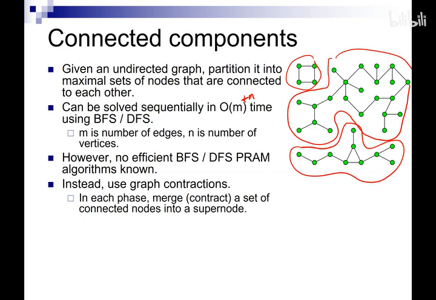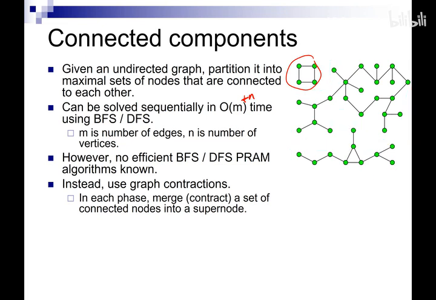Instead, we're going to use a technique called graph contractions. This is actually a very widely used technique in PRAM algorithms and in general in graph algorithms. I'm going to give an example of how we actually do graph contractions on the next page. Basically, contractions are going to take a set of nodes and merge them together. For example, we're going to take this set of nodes, contract this entire graph, and form one big node out of it. So we're going to merge all 4 nodes into one big node.